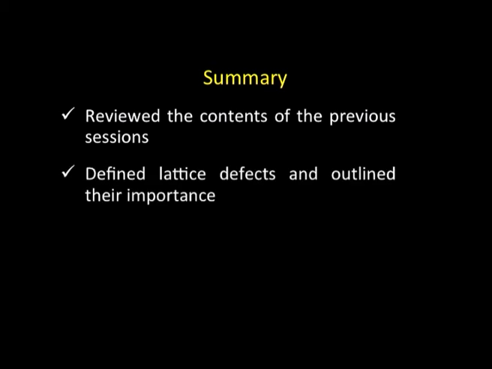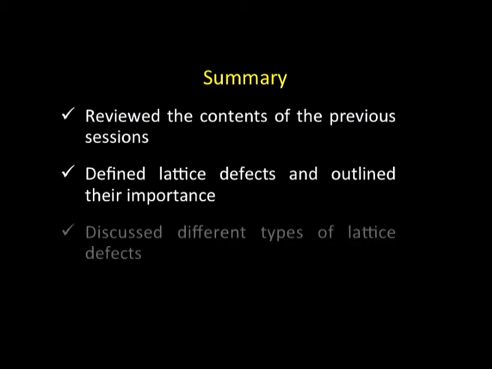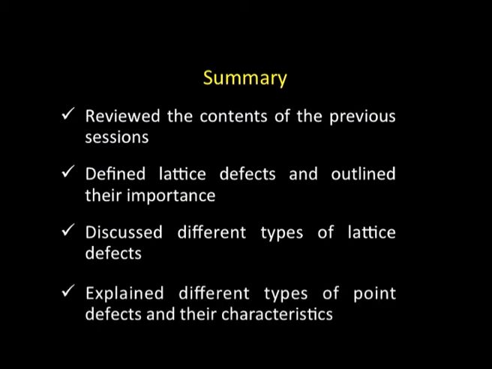Okay, let us quickly sum up what we have done today. We basically reviewed the contents of previous sessions, and thereafter we defined lattice defects and outlined their importance. Having done that, we moved on to discussing different types of lattices. We classified lattice defects, and then discussed different types of point defects and their characteristics. In the next session we will move on to metallic bonding, that means what kind of bonding there is in metals. Thank you.